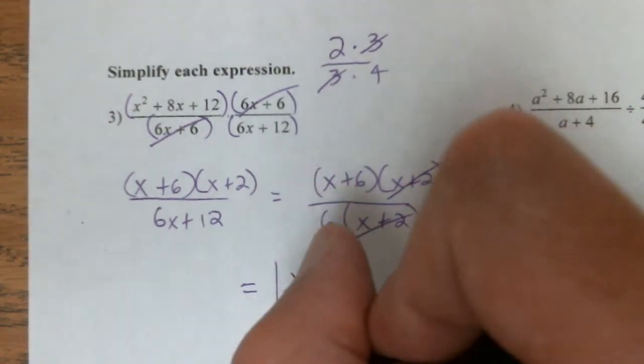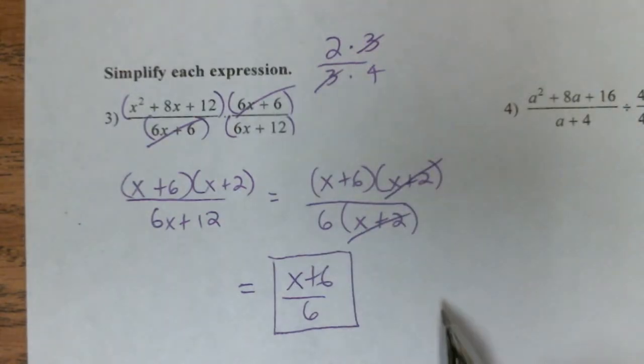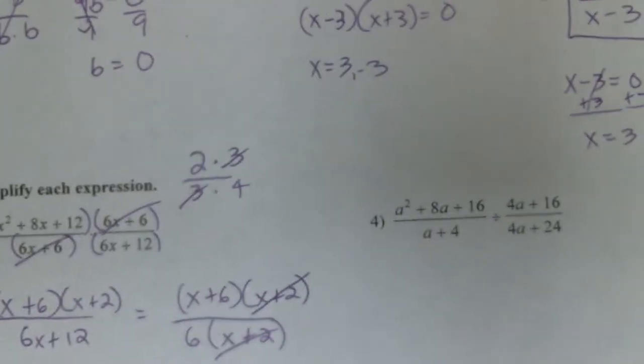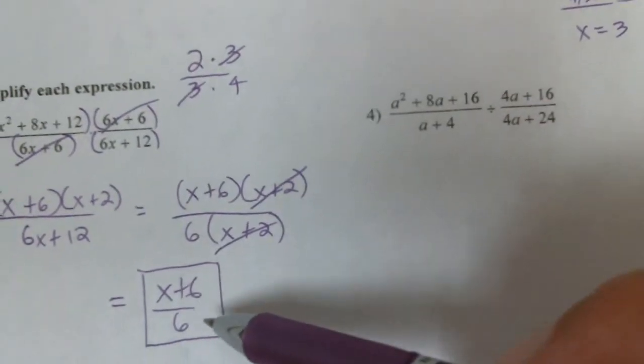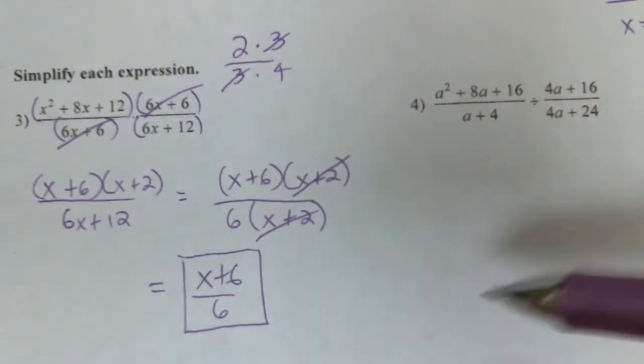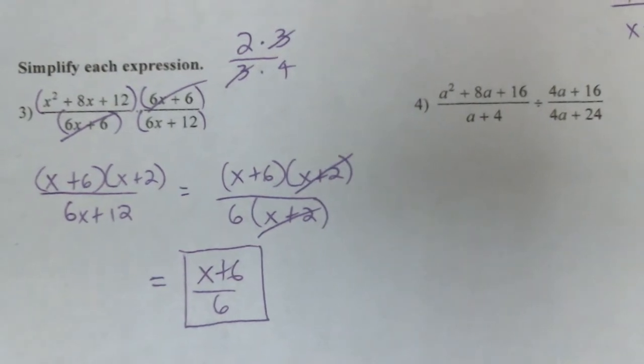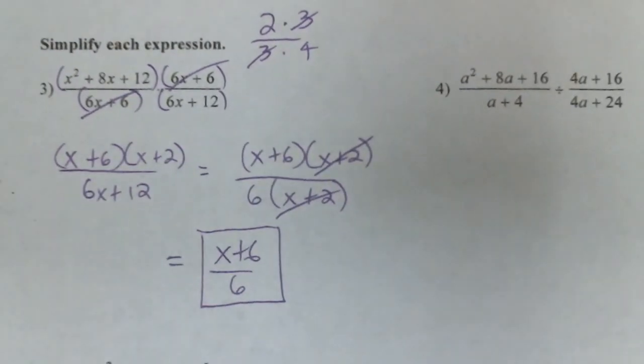All right, now it doesn't ask for excluded values, but what would the excluded values be? Nothing, because there's no variable in the denominator. So move on to the next one. And by the way, guys, you can check every single one of these on your calculator. I'll do a couple here in a minute just to show you how to check, but you should be familiar with this by now.